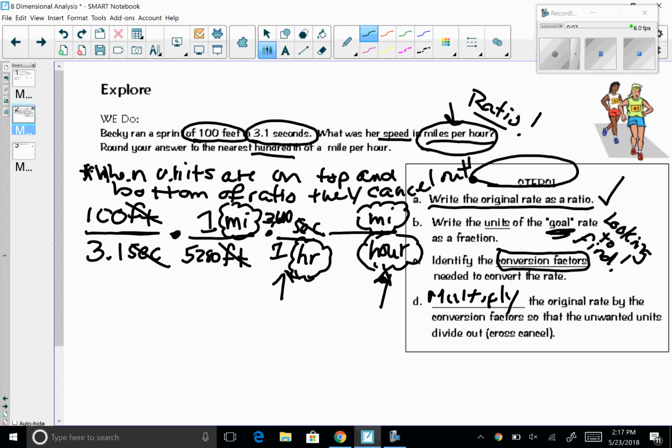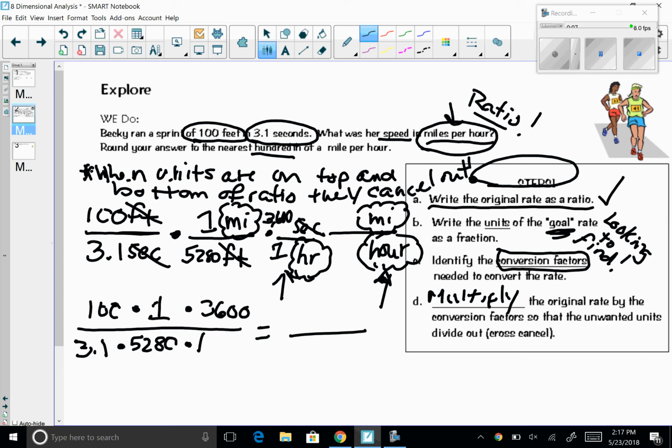So in this case, I'm going to take 100 times 1 times 3,600 on the top, because those are my 3 numbers that I have on the top. And on the bottom, I have 3.1 times 5,280 times 1, and we'll see how many miles per hour I have left.